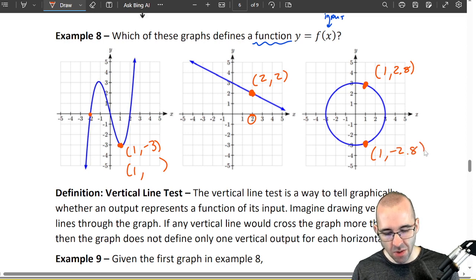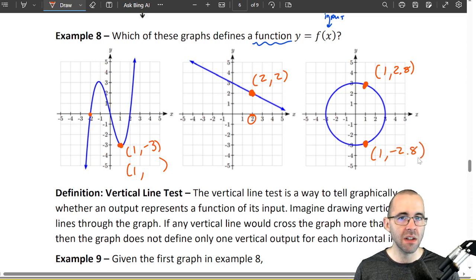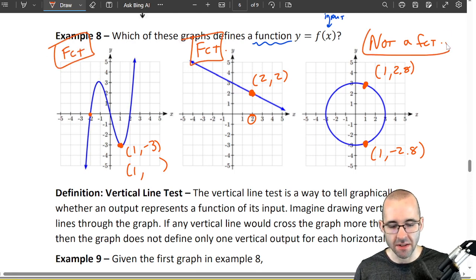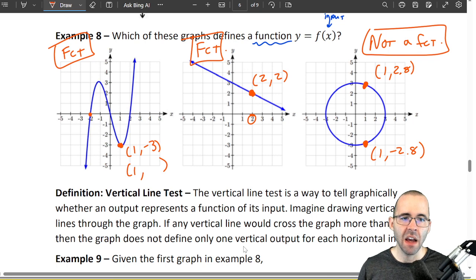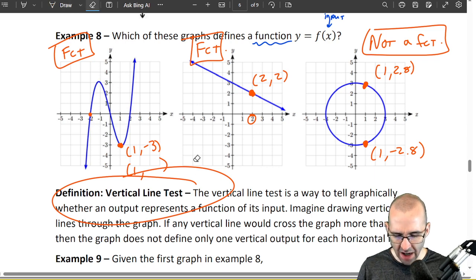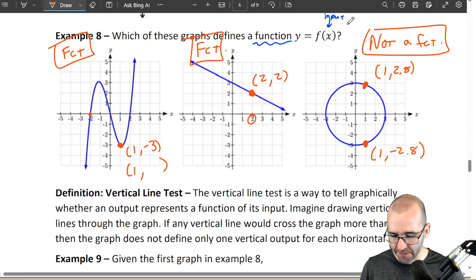There are 2 points on this graph that have the same x coordinate. This one's not a function. The other two are functions for that reason. And that's kind of the behind the scenes things. Most people learn this vertical line test, which we kind of did when we were looking at that.